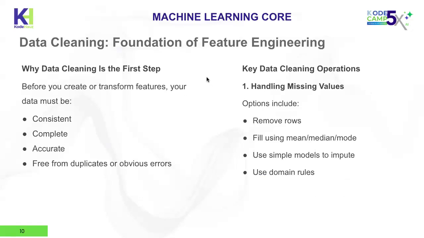So we now move on to what do we do, right? When we want to do the feature engineering. It starts with data cleaning, like I had said. So data cleaning is the first step. And why do you have to start with data cleaning? Because your data needs to be consistent, it needs to be complete, and it needs to be accurate. It needs to be free from duplicates or obvious errors. Otherwise, you are training your machine learning model on nonsense, garbage, basically. And if you do that, you cannot expect your model to give you good results. So, like they say, garbage in, garbage out. That's basically what's going on.